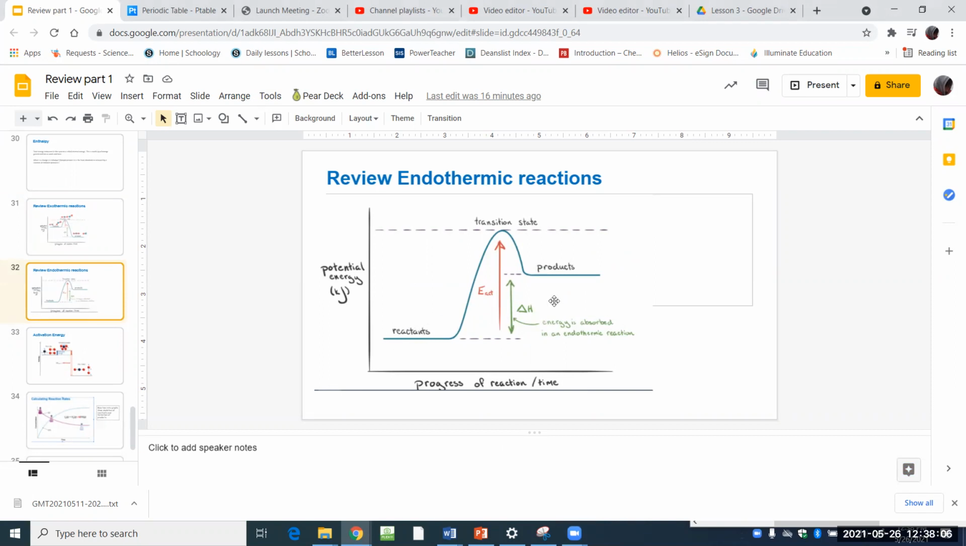So again, we have reactants, we have products. The potential energy for the reactants is much lower, so the amount of energy in the bonds is much lower. With endothermic reactions, activation energy is a lot. So for endothermic reactions, energy goes from the surroundings to the system. Okay, so surroundings to the system. Again, this is the enthalpy, and the enthalpy is the energy being absorbed during the chemical reaction.